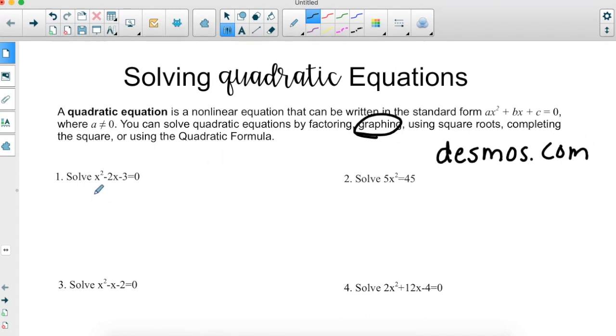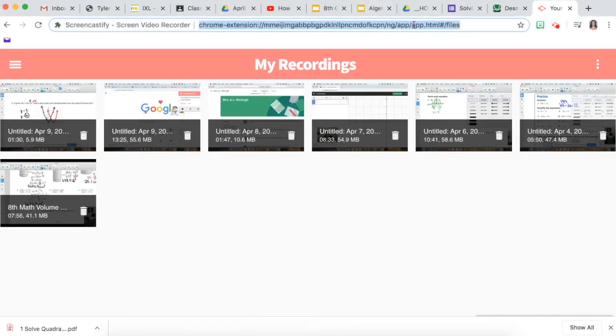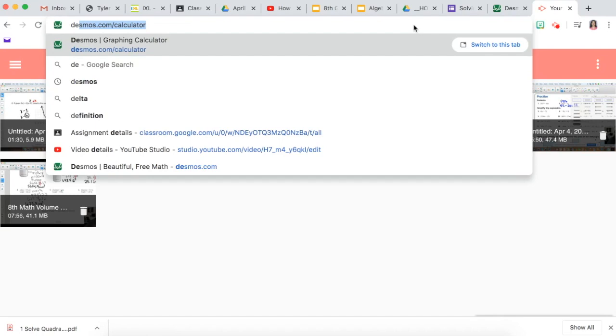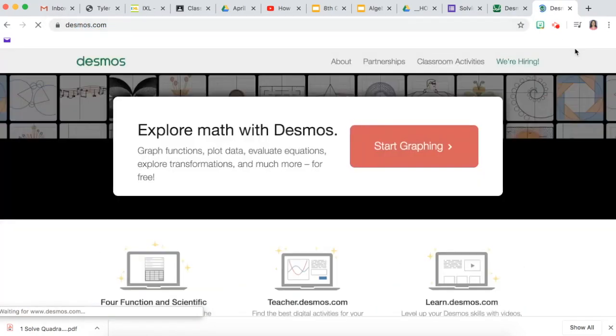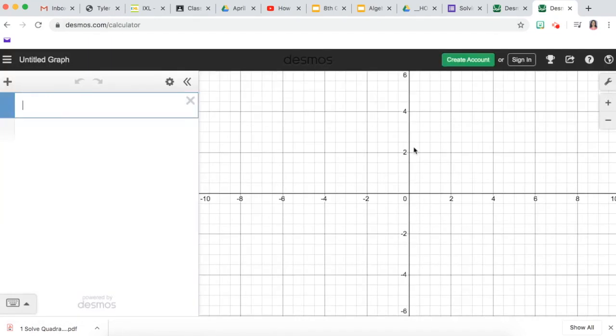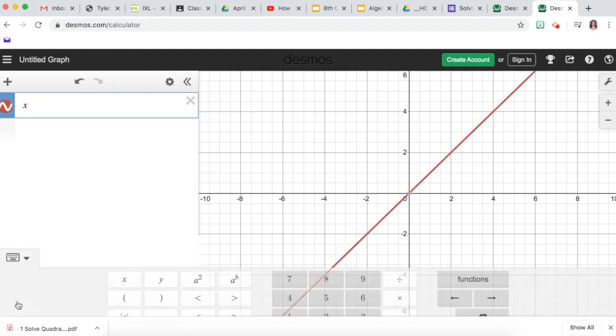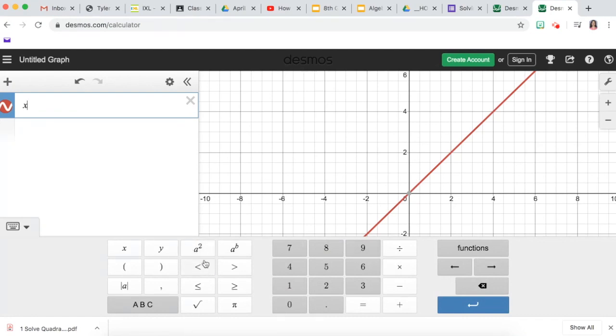So when we look at number 1, it says x squared minus 2x minus 3 equals 0. Today, since we're doing it by graphing, I'm going to head over to desmos.com. If it's your first time, it's going to ask you to start graphing here. You can click on this, and then we're going to enter the first equation. The equation said x squared. When I type in the square, you can click on this little keyboard, and here's the square button.